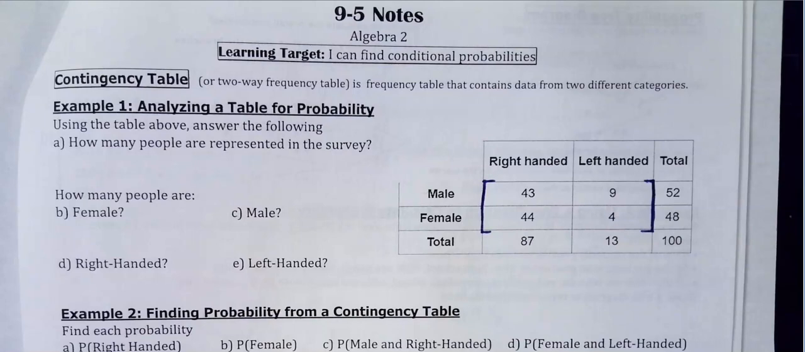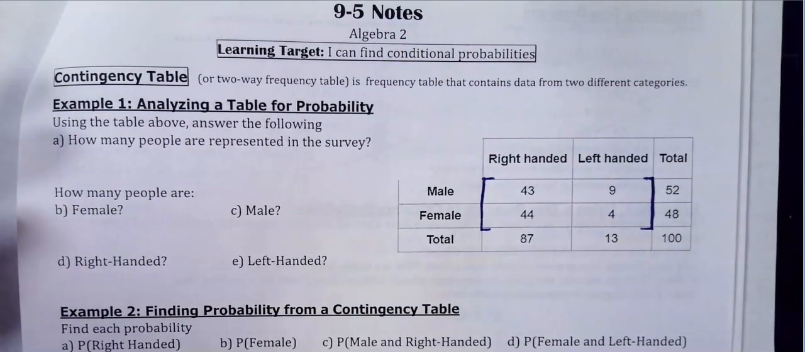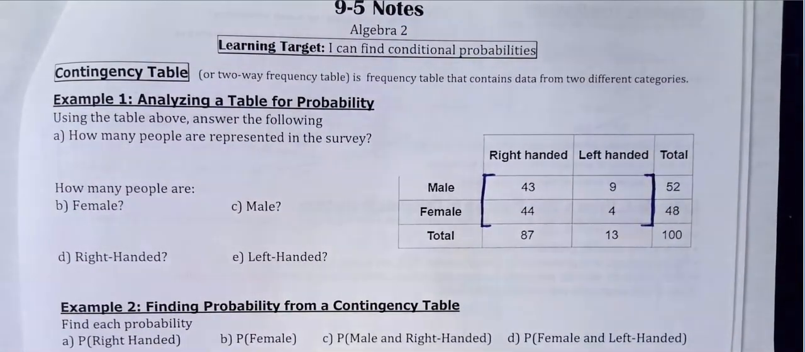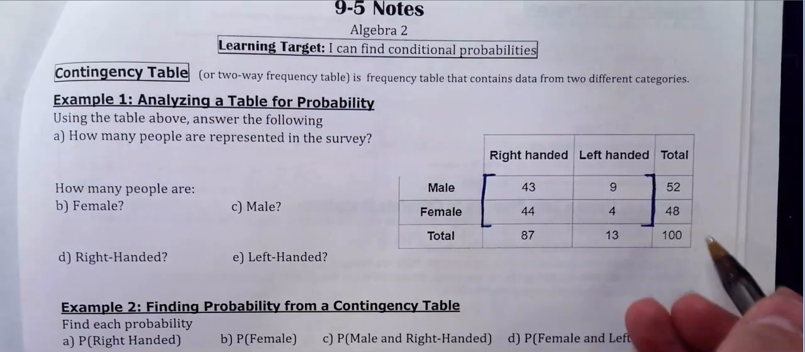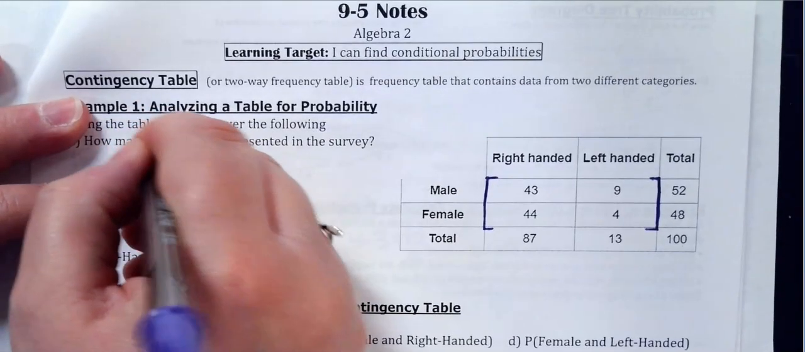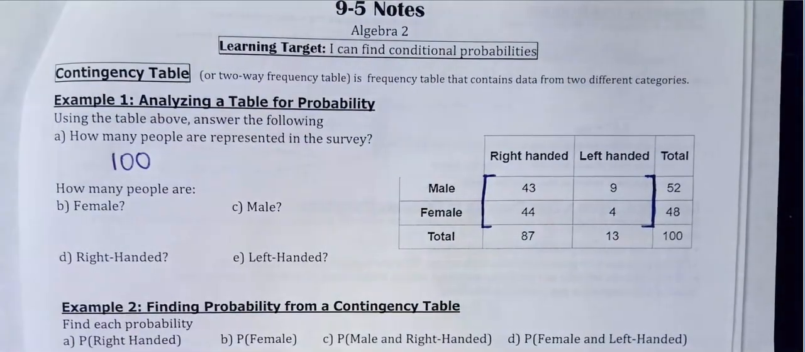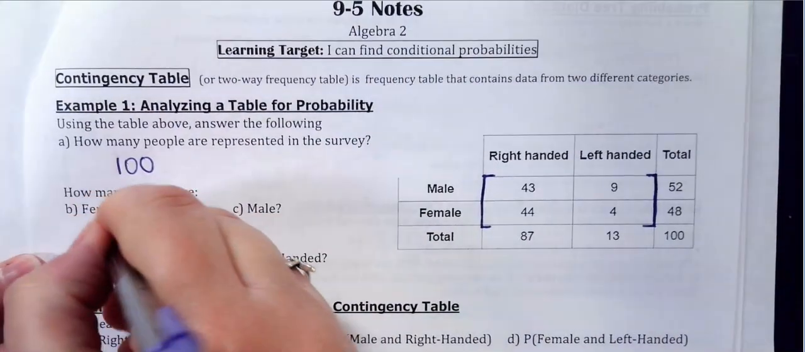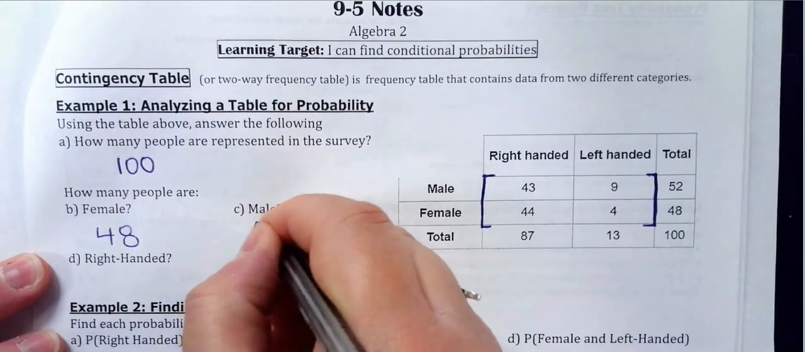Just, can you guys read the table to me? How many people are represented in this survey? And it's a number in the table. How many total people are they analyzing here? 100. It's just going to be this bottom corner here. All right. How many people in this table are female? 48. Okay. How many are male? 52. Okay, you guys understand.